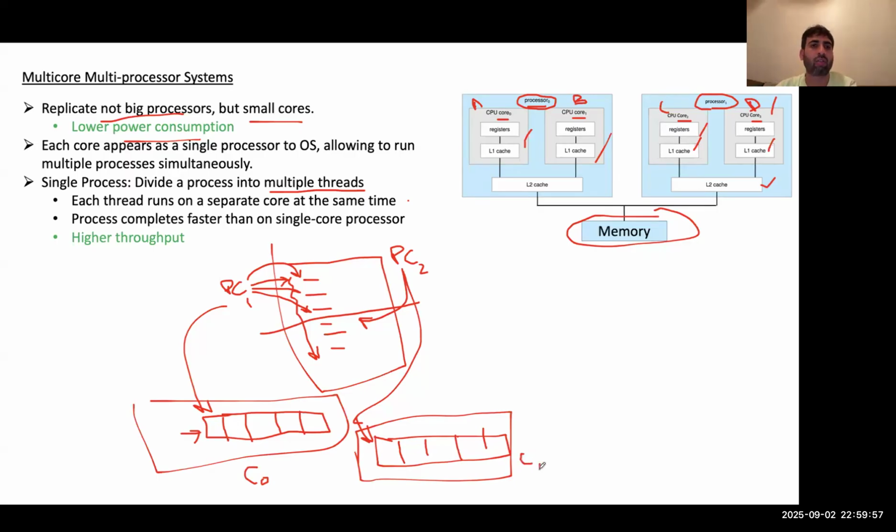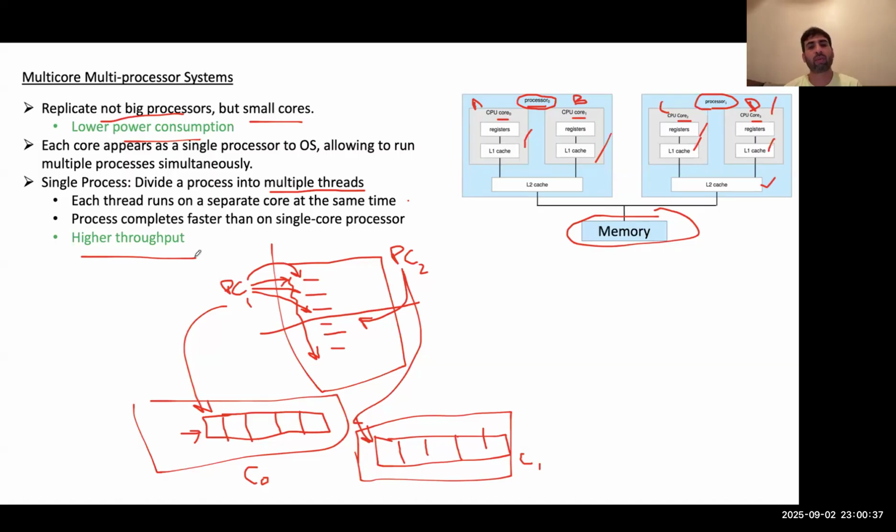So the idea is that you divide a process into multiple threads, and each thread runs on a separate core at the same time, right? As a result, your process completes faster as compared to a single core or single processor system with no threading. Hence you can achieve higher throughput because each process can complete much quicker. You can also extend it from 2 threads to 4 threads and so on. Throughput in this context means output rate.